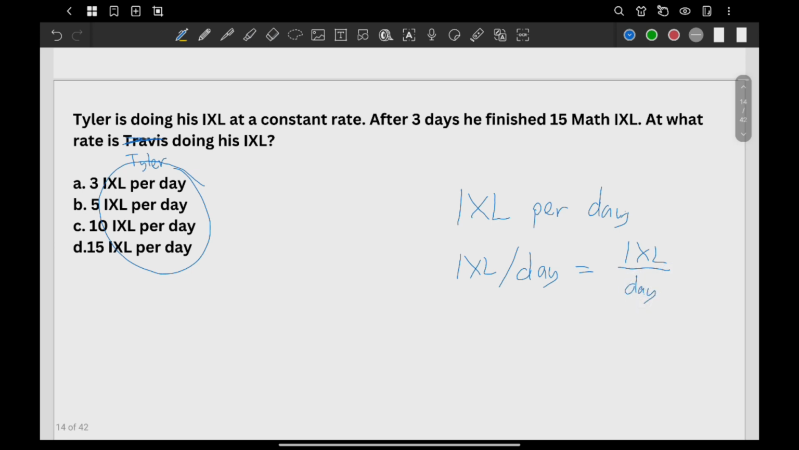So how many IXLs are there in the problem? There are 15. So 15 over how many days is given? 3. So simply, what's that? It's going to be 5, right? That's it. So the answer here is letter B. So sometimes if you don't know what to do in the question, you can simply take a look at the units of the answers. So that's letter B.